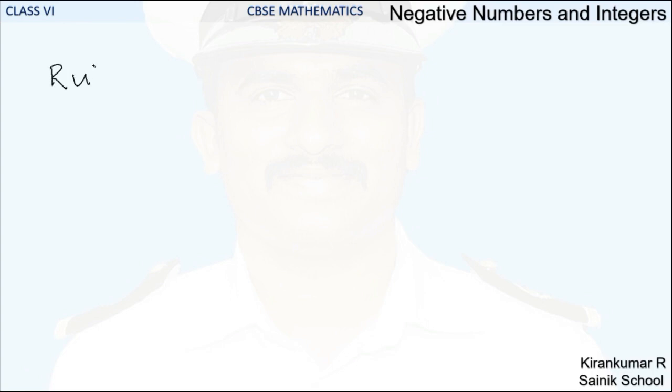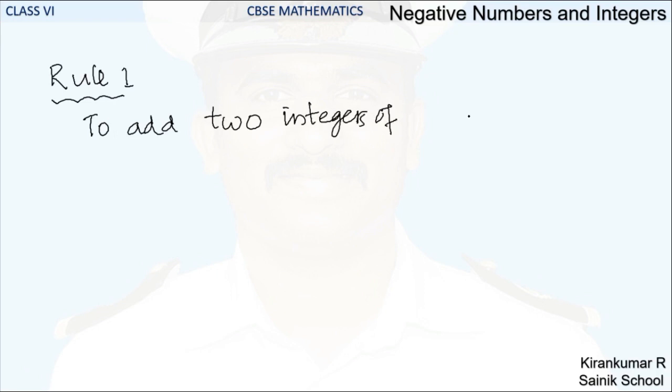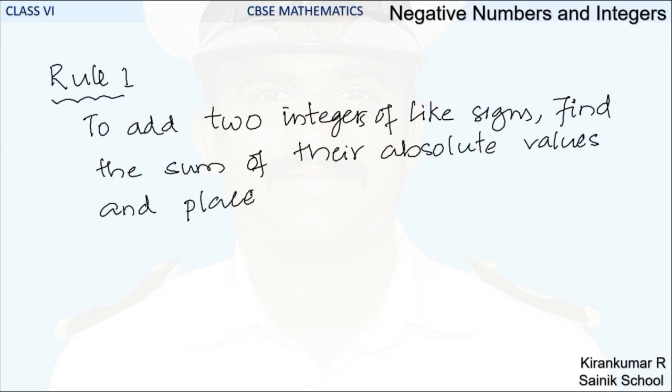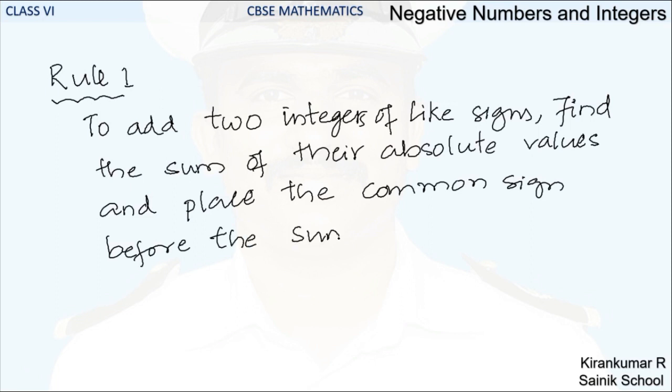Rule 1. The first rule is to add two integers of same sign, two integers of like signs, we need to find the sum of their absolute values, and place the common sign before the sum. This is the rule number 1.